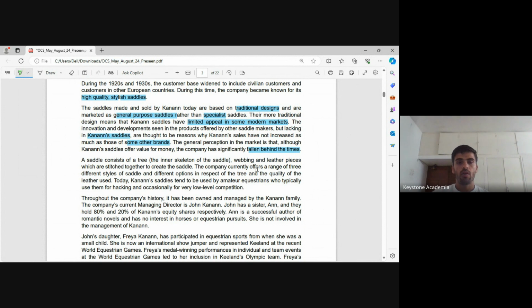The company currently offers a range of 3 different styles of saddles and different options in respect of tree and the quality of the leather used. Today, Canon saddles tend to be used by amateur equestrians who typically use them for hacking and occasionally for very low level competition. Very low level competition, that means maybe at a district level or a county level. They are not going to a national, international level. That will bring us more customers actually.